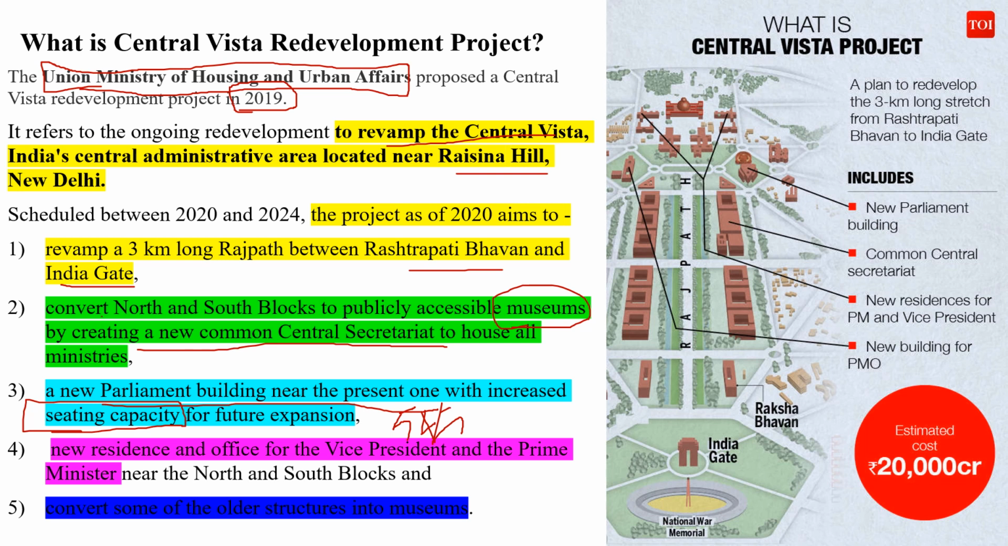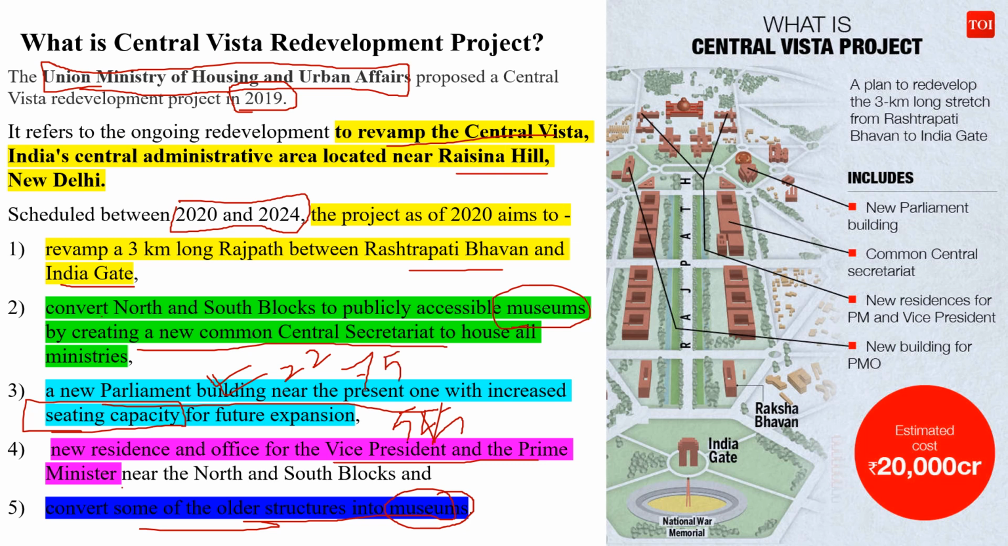Okay, and at the same time, new residences and offices for the Vice President and Prime Minister near the North and South Blocks, and at the same time it wants to convert some of the older structures into museums. So these are the aims and ambitions of the new Central Vista redevelopment plan, and it wants to finish this project by 2024, and especially it wants to construct the new parliamentary building by 2022, because by 2022 we are going to celebrate 75 years of India's independence.